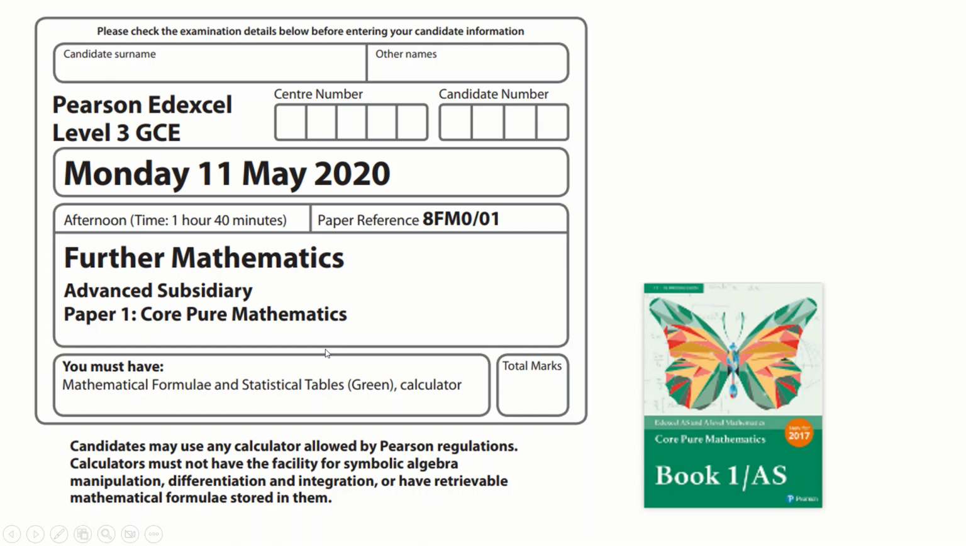I think it's really helpful, and I think there's some good questions in here. Lots of it is just the same as what's in the real A-level, so these are definitely worth practicing on. But anyway, let's get straight into it.